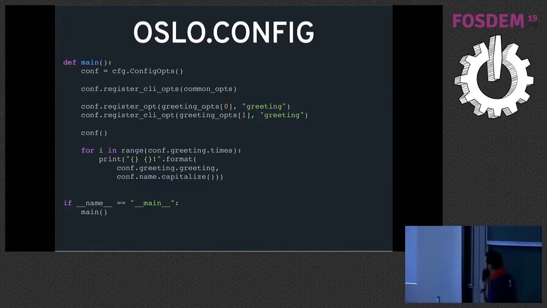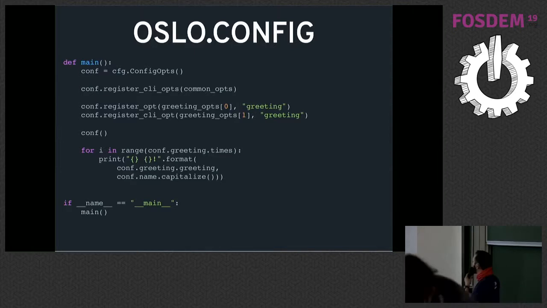Then here I have for e in range times, just to say hello world many times. So I'm getting the times config, and then I'll print, formatting the greeting and the name capitalized, and just my main boilerplate here.